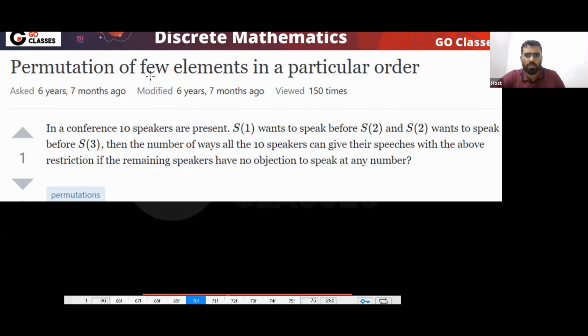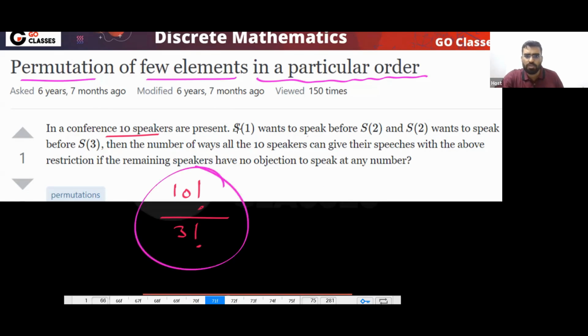Let's see this. How many permutations? This is a permutation of a few elements in a particular order. You have a conference with 10 speakers. S1 wants to speak before S2, and S2 wants to speak before S3. Number of ways the 10 speakers can give talks: I hope this is very easy now. 10 factorial divided by 3 factorial. These are the speakers, S1, S2, S3.